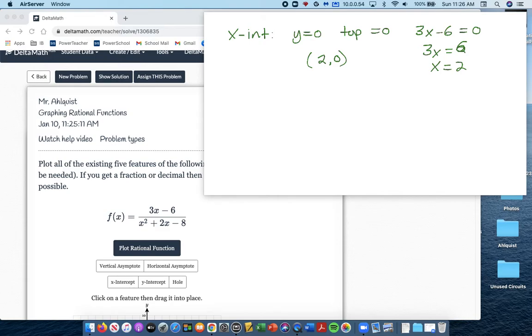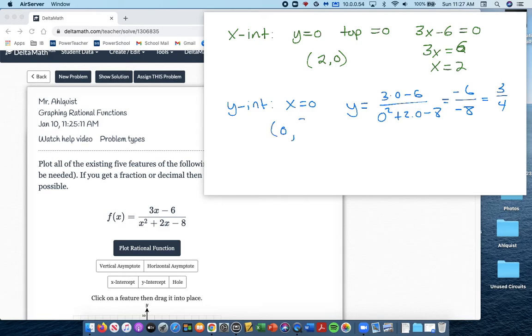Now, let's look at the Y-intercept. Remember, in the Y-intercept, x is equal to 0. So if we put 0 in for this, we're going to say y is equal to 3 times 0 minus 6 over 0 squared plus 2 times 0 minus 8. So we got negative 6 over negative 8. A negative over negative is a positive. If I reduce this, notice that 2 goes into each of these, so we get 3 divided by 4. So our y-intercept is 0, 3/4.